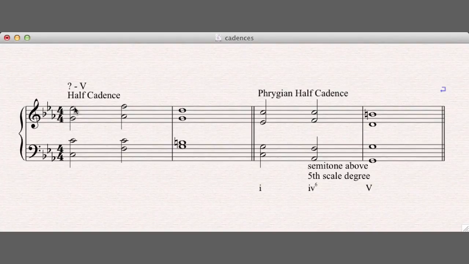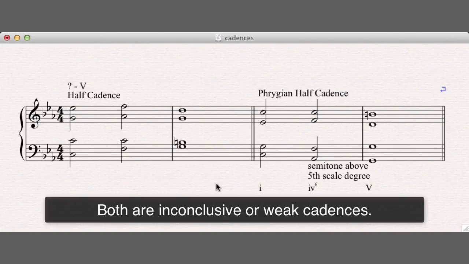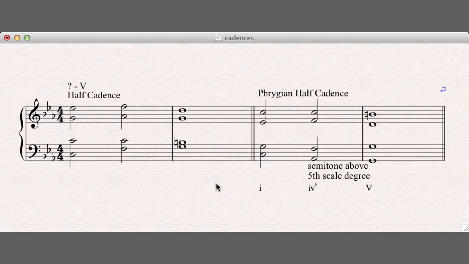So half cadence, Phrygian half cadence are both what we could call inconclusive cadences. Sometimes they're called weak cadences. We can't end pieces on these cadences. We need to at least have another phrase or at least another couple of chords in order to get a sense of finality and closure.